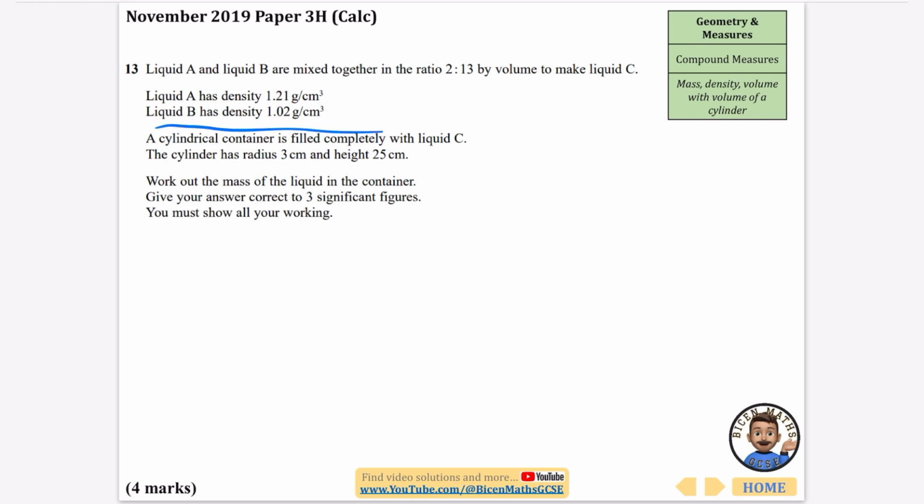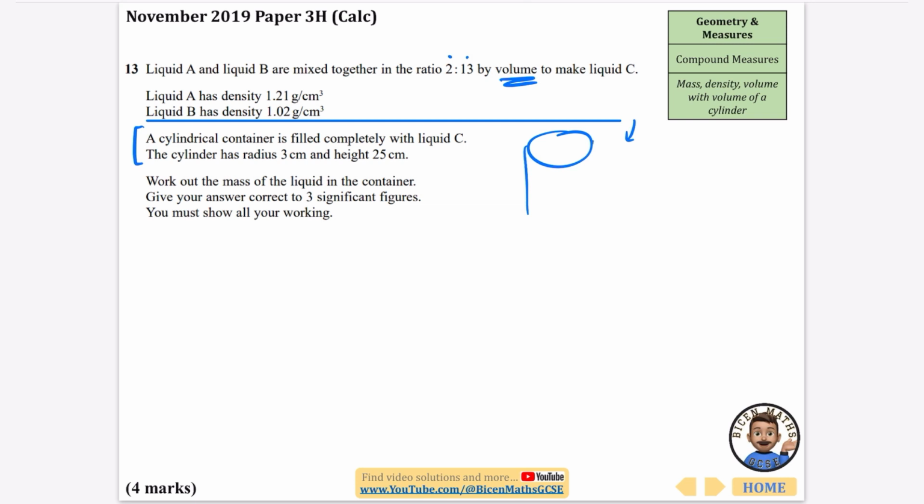Well, I think there's a lot going on here, so I'm going to draw a line. I'm actually just going to focus on the beginning part of this question. It says that they are being mixed together in the ratio 2 to 13 to make liquid C. Now, actually, do I want to focus on that bit? I think we might need to include some of this information, because I need to find out the volume, first of all, of this cylinder. So let's focus on the part that's below the line.